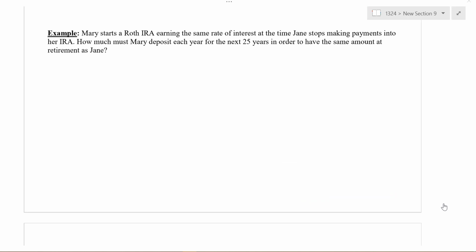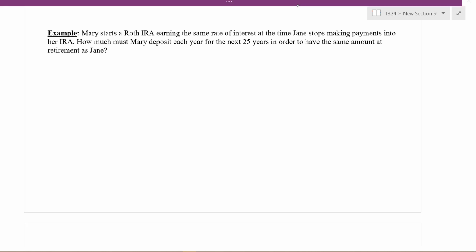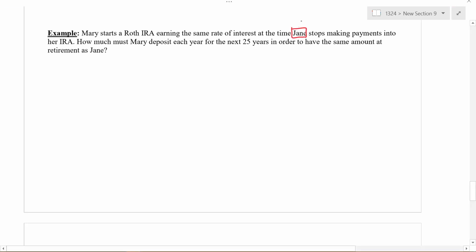Alright, so this example says that Mary starts a Roth IRA earning the same rate of interest at the time that Jane stops making payments into her IRA. So this problem is actually referring to the previous problem that we just did. We'll go back and look at that in just 1 second. How much must Mary deposit each year for the next 25 years in order to have the same amount at retirement as Jane?